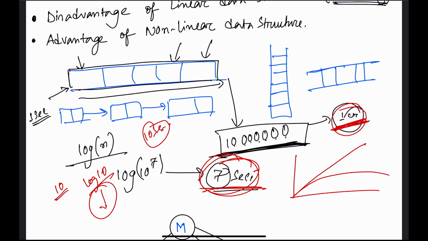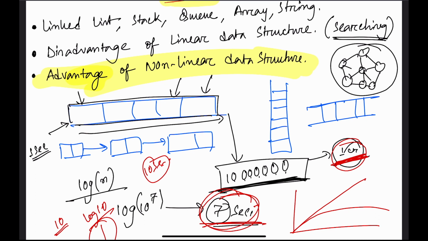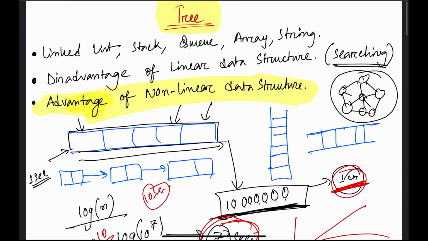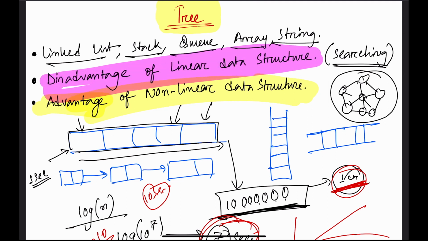Now you need to understand the main advantage of nonlinear data structures. Because of searching and doing other operations, we need nonlinear data structures. For example, if you are designing a social network, obviously you will need a graph. So graph would be like this. You can't use an array here. In a similar way, there are a lot of advantages of tree also over linked list, stack, queue, array or string, and that is the thing which I am going to explain. So these advantages I have talked about.